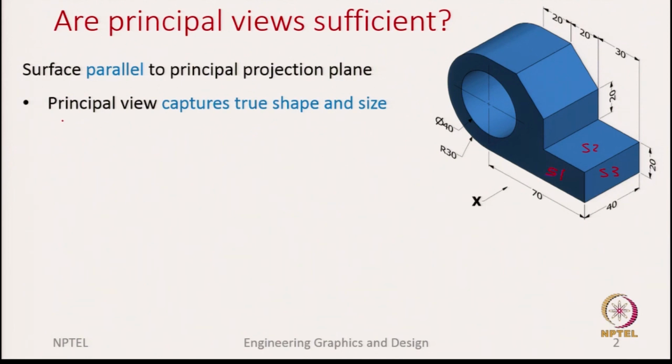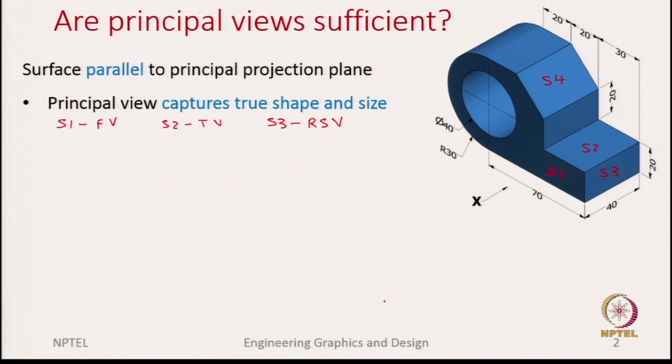For example, for surface S1, we can capture the true shape and size in the front view. Similarly, for surface S2, we can capture the true size and shape in the top view. For surface S3, we can capture the true shape and size in the side view. So, in this case it is the right side view. Okay. But now let us focus on an inclined surface S4.